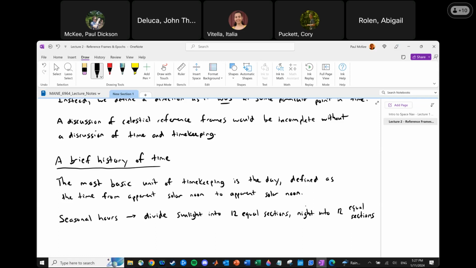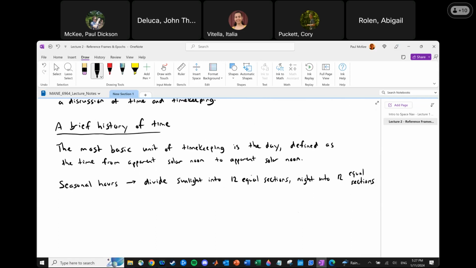So this method is fine if your whole society runs on farming, but after a while, you start to want something that's a little bit more precise. So after a while, we came up with a word that I've only read and never pronounced, so wish me luck. Equinoctial hours are: divide a day into 24 equal sections. And that's what we have today, equinoctial hours. And so we have 24 hours in a day.